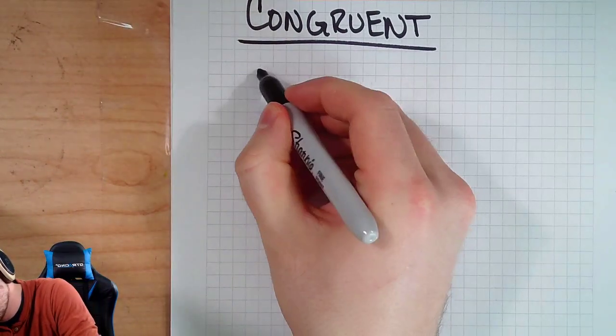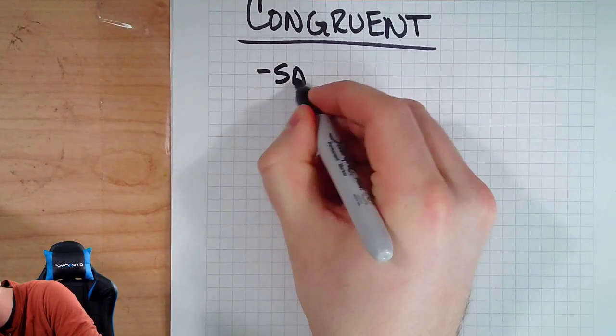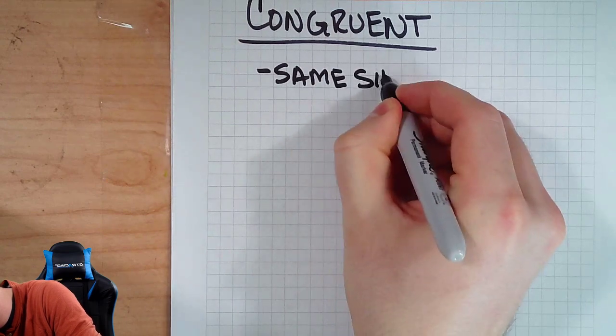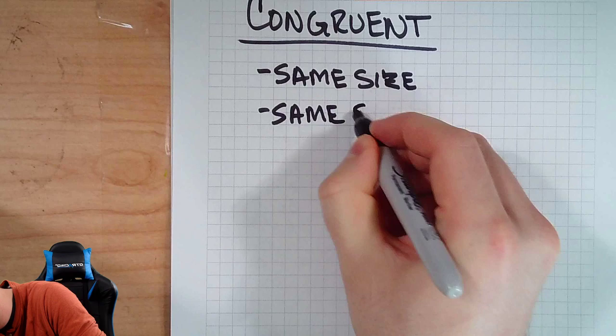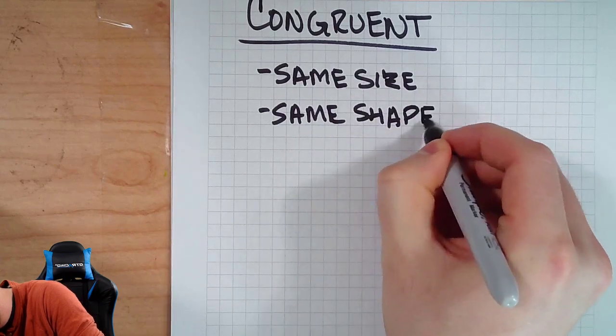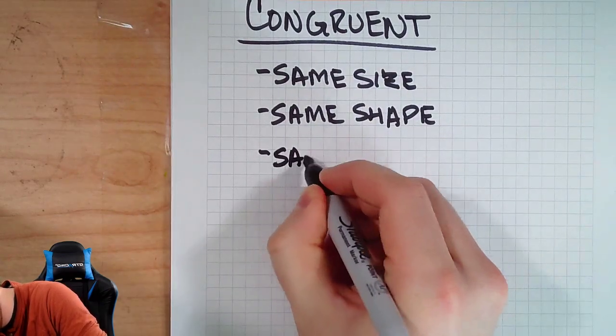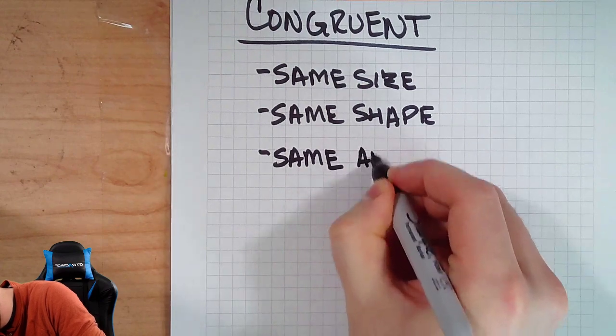Something is going to be congruent if it is the same size, the same shape, and has the same angles.